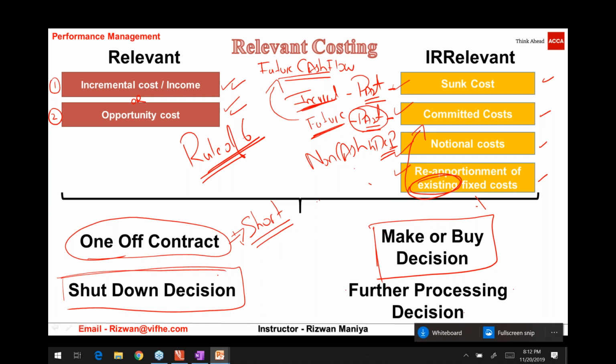Okay, notional is imaginary cost, like non-cash flows, like depreciation. These are artificial costs, and they are ones that do not have any real existence. So these are not relevant costs.